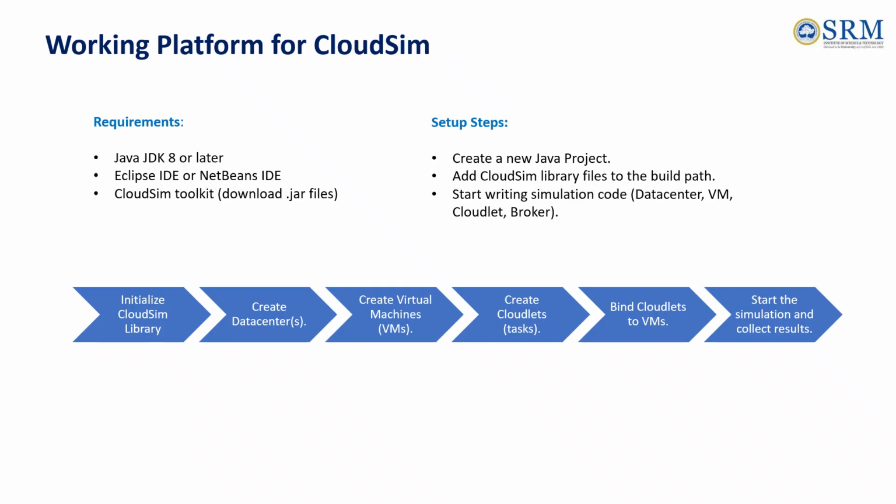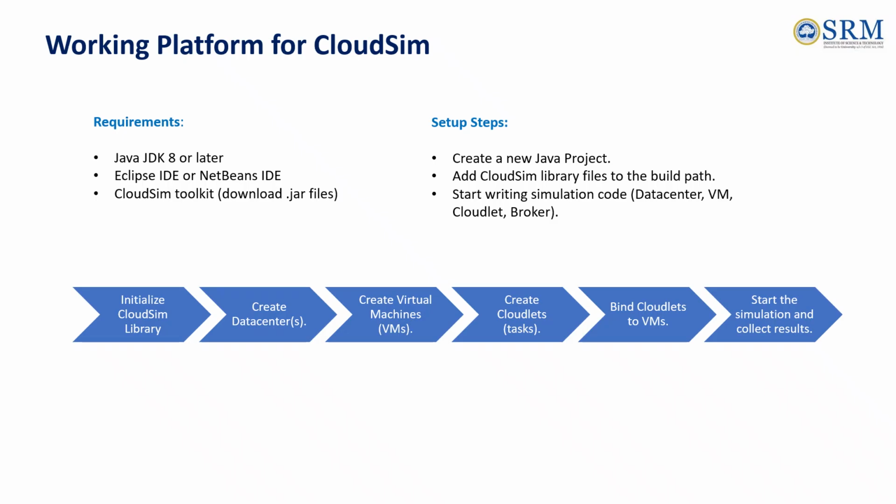Working platform for CloudSim. This slide explains the software requirements and setup process needed to run CloudSim. First, the system requires Java JDK version 8 or later because CloudSim is developed using Java. An IDE such as Eclipse IDE or Apache NetBeans is used to write and execute simulation programs.